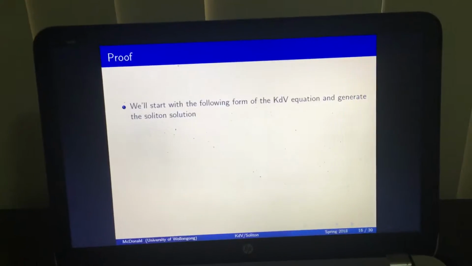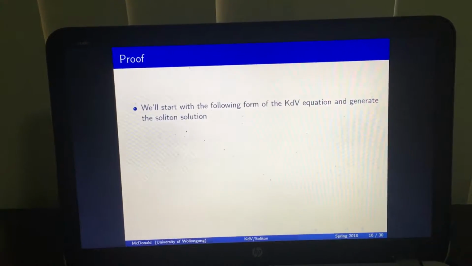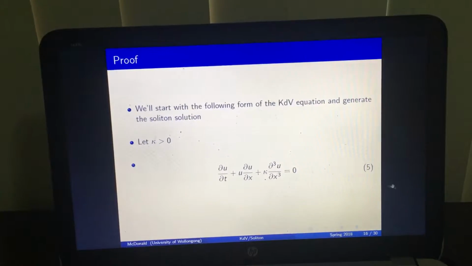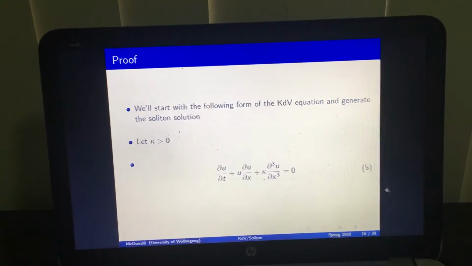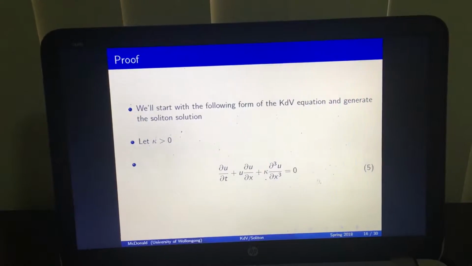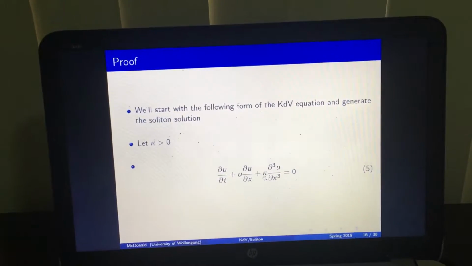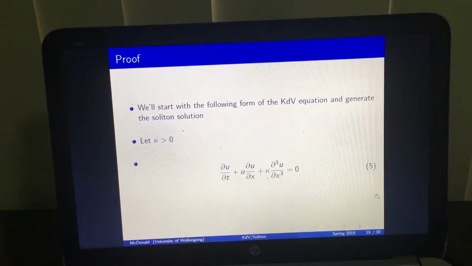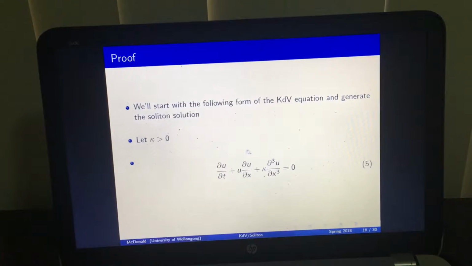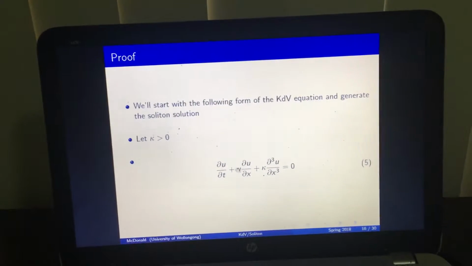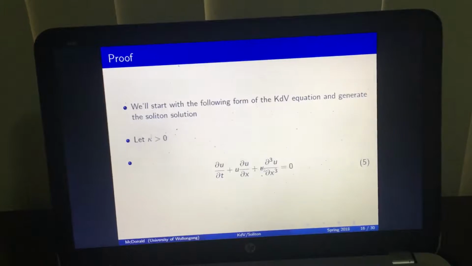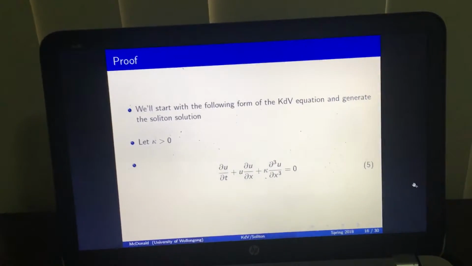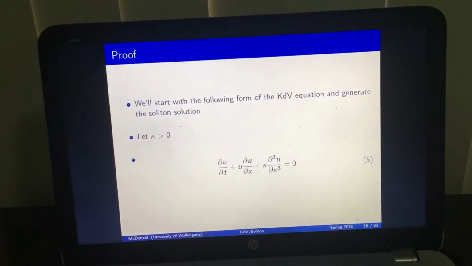So now we get to the proof section. We start with this form here of the KdV equation. You'll notice here that the 6 isn't in the second term, the nonlinear term, but there's a kappa here. The main idea of the KdV equation is that these derivatives are all in this form with a u here. So I've got kappa here, but sometimes the constants can shift around. So we're starting with equation number 5 here.